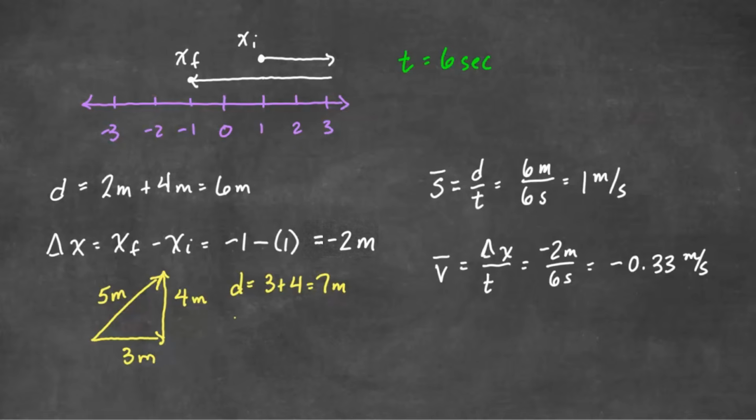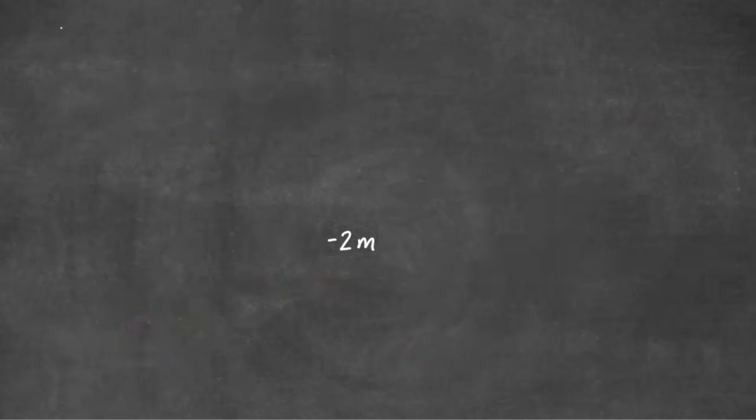So notice that this is a right triangle, so we can use the Pythagorean theorem. A squared plus b squared equals c squared. So if we take 3 squared plus 4 squared, that is equal to 5 squared. So that displacement is going to be 5 meters. Let's say you were to go in a circle. What would your displacement be? Since displacement is final position minus initial position, you're back to where you started. The displacement would be 0.